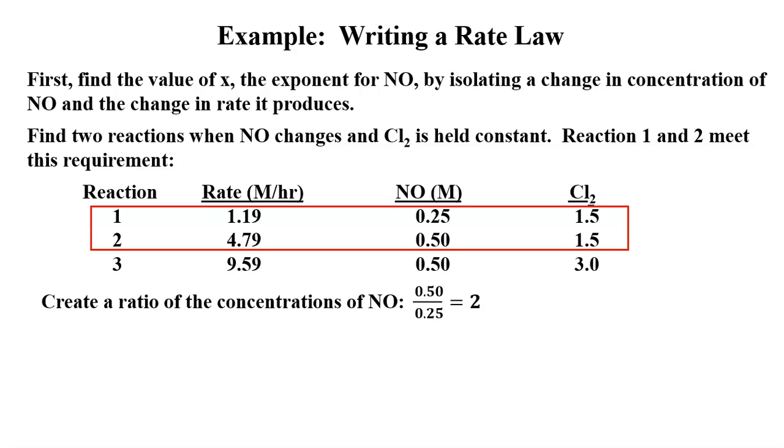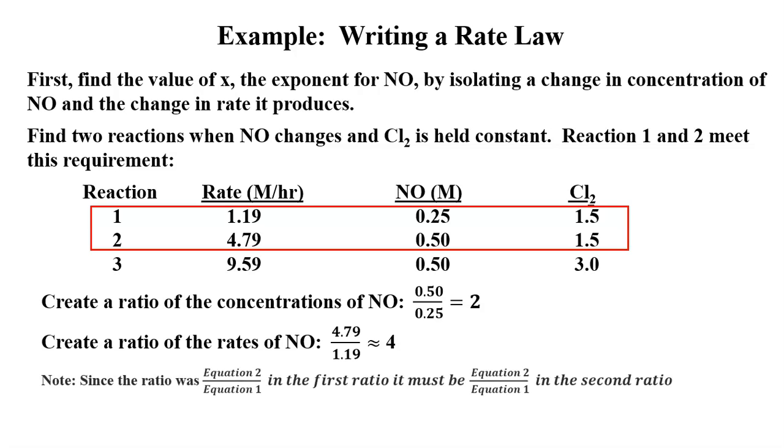Now, we're going to do the same thing with the rates. So create a ratio of the rates. For reaction 2, it's 4.79 on top and 1.19 on the bottom, and give or take, it roughly equals 4. Now, note that since the ratio was reaction 2 over reaction 1 in the first ratio, that is 0.5 over 0.25, then in the second ratio you also have to make it reaction 2 over reaction 1. So that's 4.79 over 1.19.